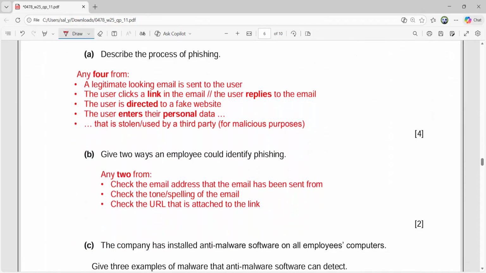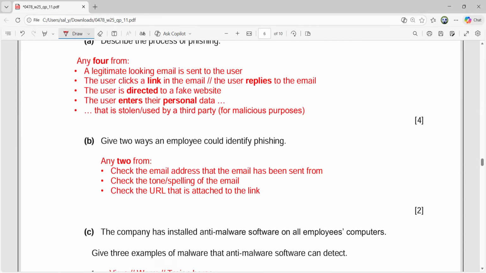So it's a 2-mark question. He is going to check the email address that the email has been sent from. This is what we said right now. Check the tone or spelling of the email, because the tone of phishing emails is not very polite, so you can identify it very easily. Check the URL that is attached to the link, and if the URL contains HTTPS, it's coming from a trusted source, and if it's not including that, it means that we may be attacked by a phishing attempt. So this is what you need to be very careful about, and this is what we all should be doing, not only the company, even you and me. We have to be very careful whenever we are receiving or opening any emails.